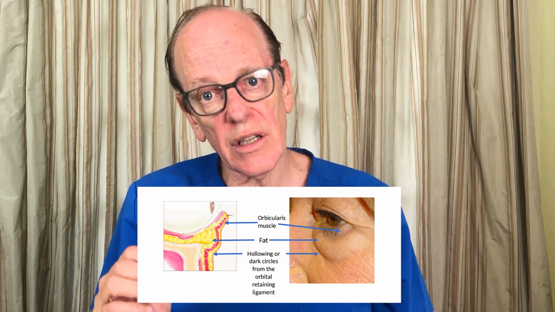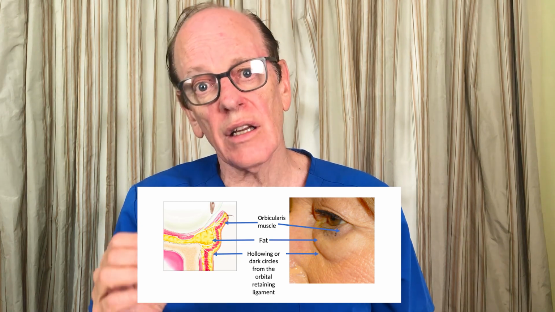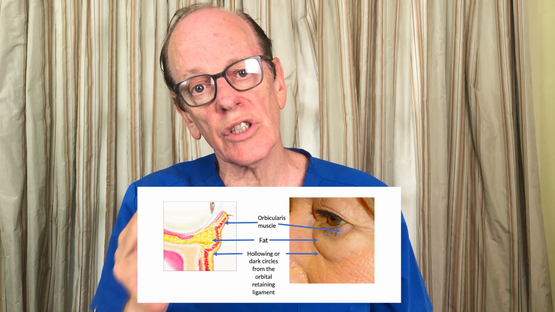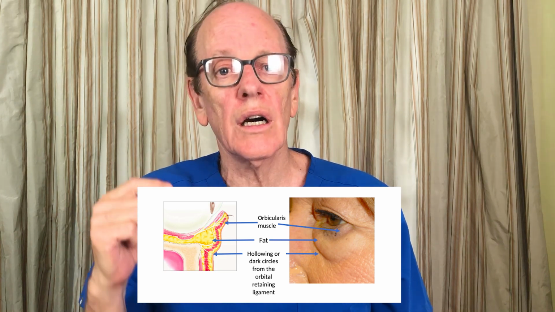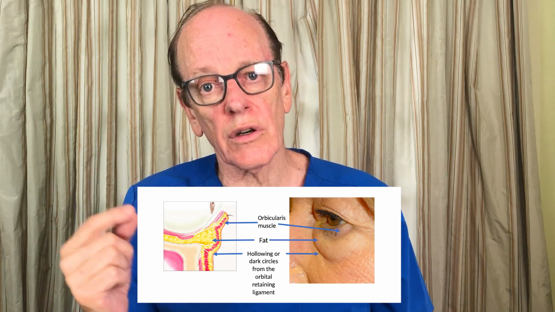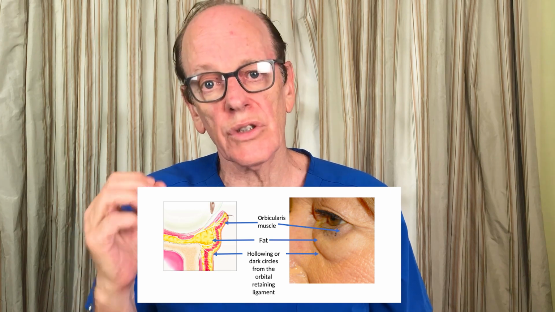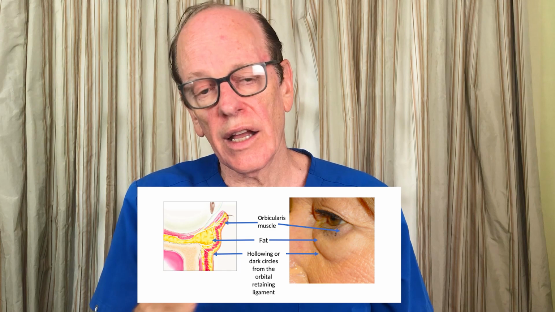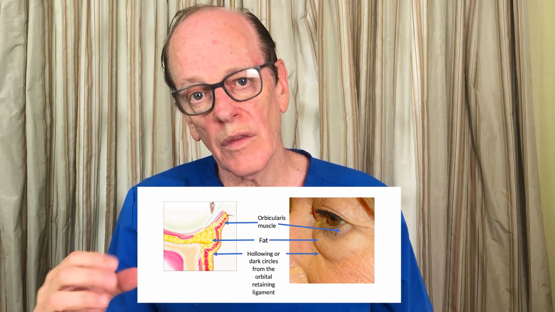The fat is actually not increasing in volume. It is actually just spilling forward. There's no new fat that's formed around our eyelids. It looks like it's new, but it's not. It's actually fat that resides behind the eye and just spills forward.